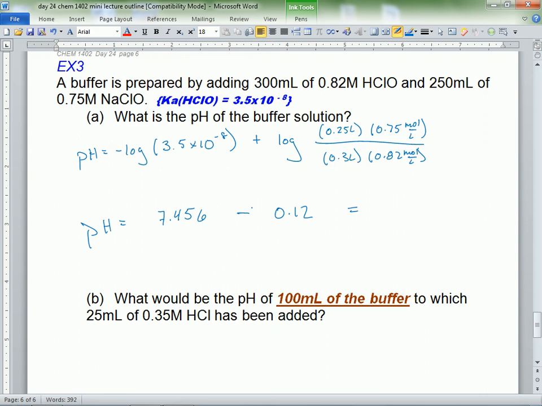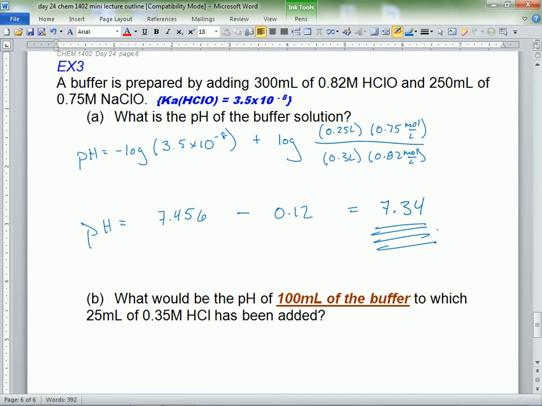Yeah, negative 0.12. About 7.34 or something. Depends on how many digits you're carrying. So did you get about 7.3, hopefully? Did you? Okay, we got 7.34.